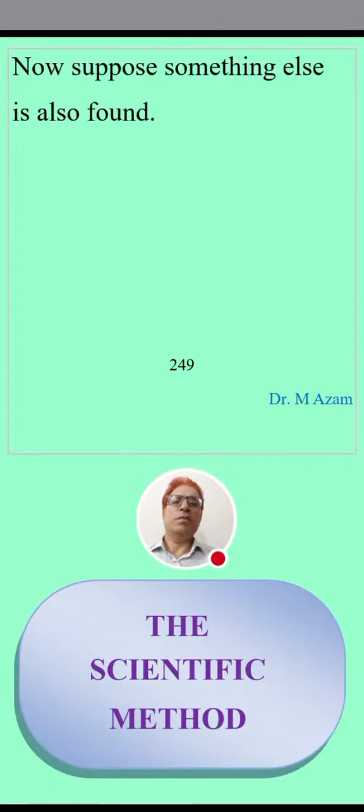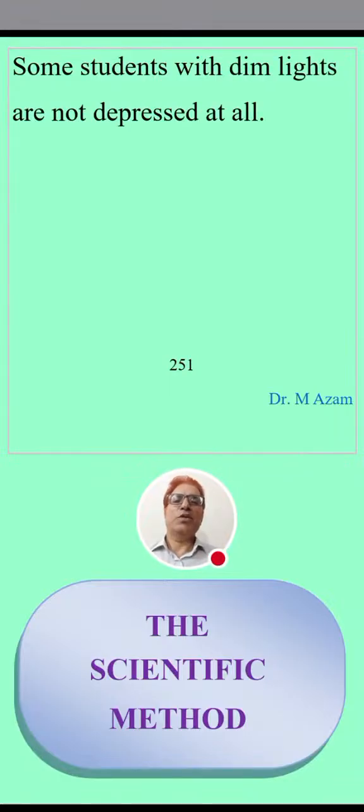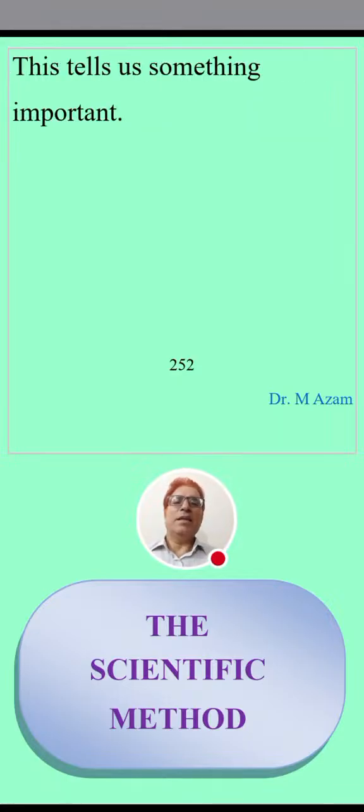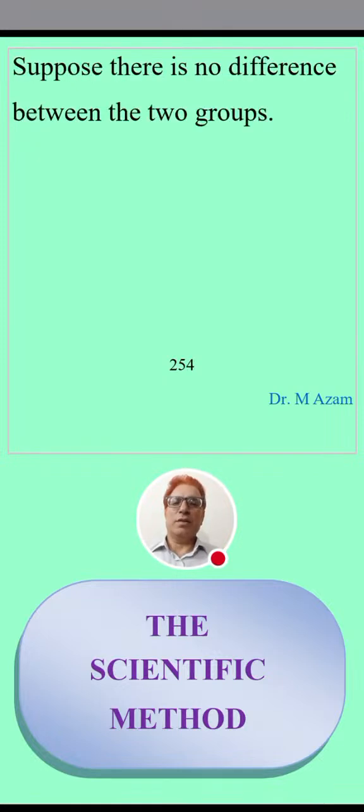Now, suppose something else is also found. Some students with bright lights are still depressed. It is possible that on the floor where bulbs are more powerful, 60-watt bulbs, some students are found depressed as well. Some students with dim lights are not depressed at all. This tells us something important. Lighting is not the whole answer.